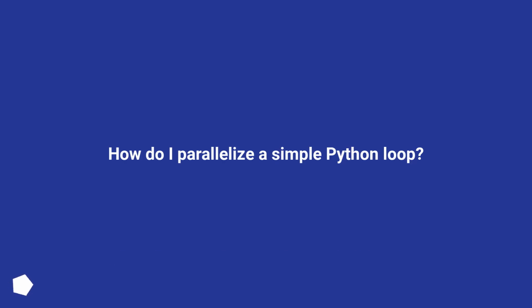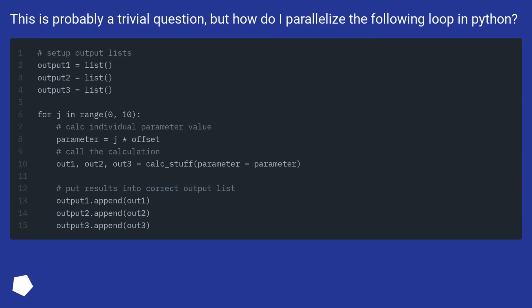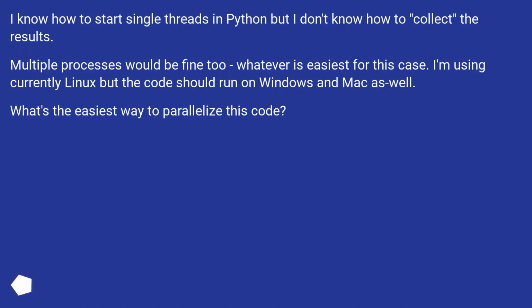How do I parallelize a simple Python loop? This is probably a trivial question, but how do I parallelize the following loop in Python? I know how to start single threads in Python, but I don't know how to collect the results.